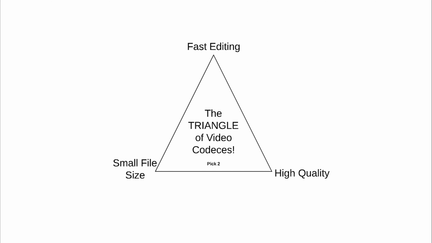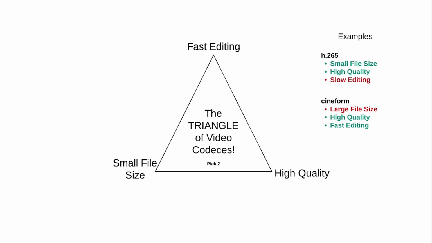To explain the differences between the mezzanine workflow and the proxy workflow, first we need to look at the triangle of video codecs. Now, when looking at the triangle of video codecs, you get to pick two of the three. You can either have fast editing, high quality videos, or small file sizes. Let's take a look at a couple of examples here.